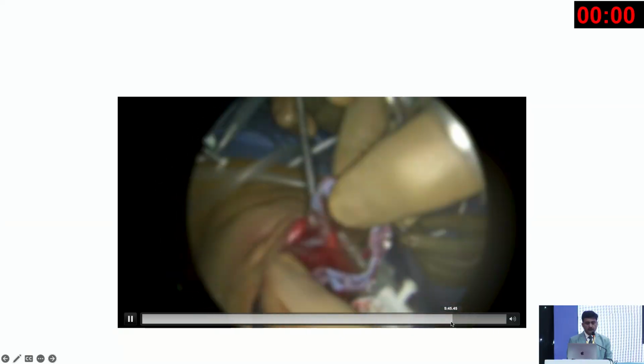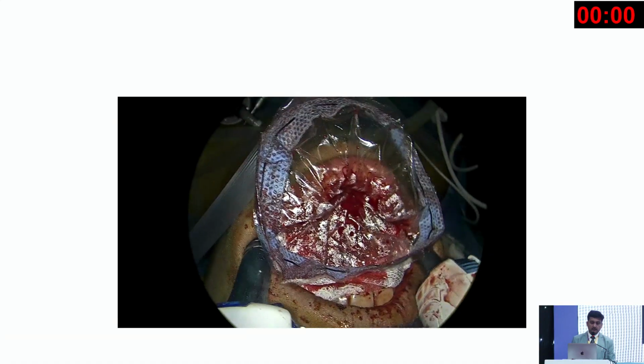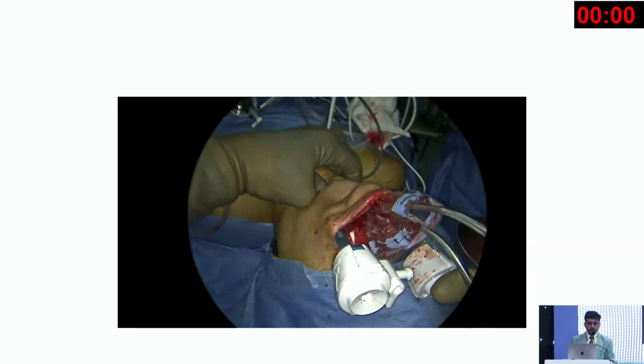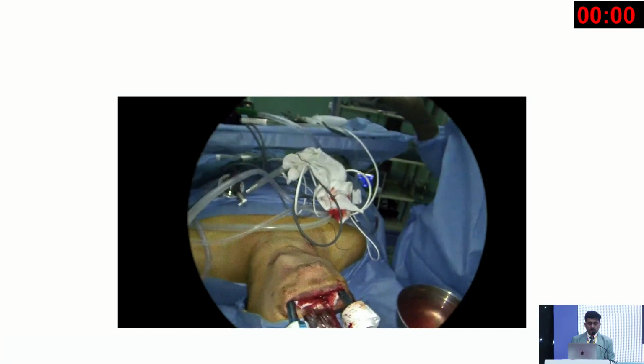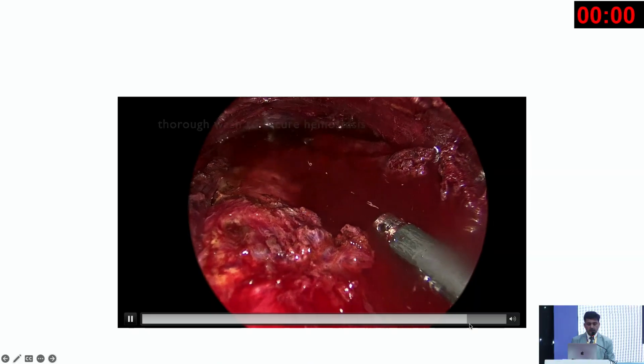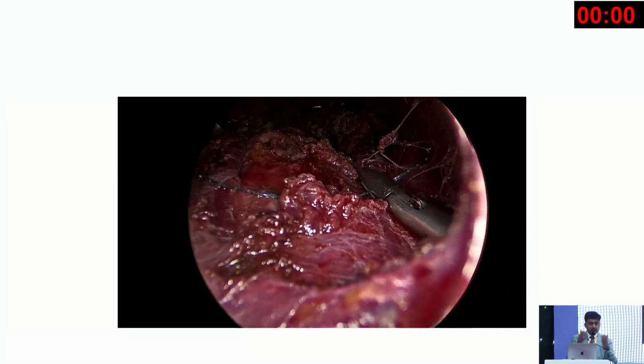So finally, you have to pull the entire specimen out from the same oral central incision that was used for the camera port. So that's the specimen is out. You give a thorough wash, confirm your hemostasis, and we would approximate the strap muscle.